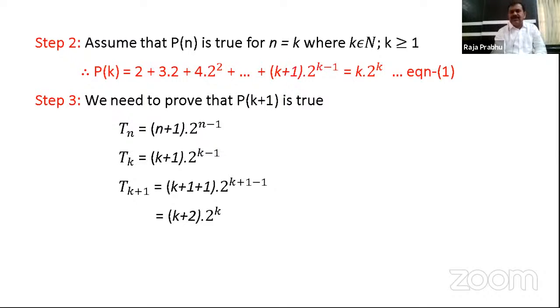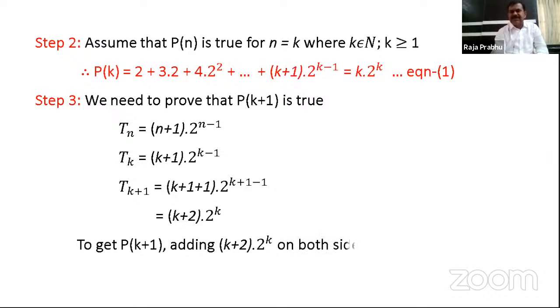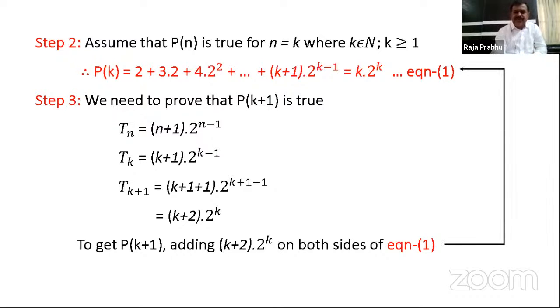So as you know, after finding the k plus 1th term, to get P of k plus 1, we have to add that k plus 1th term, that is k plus 2 into 2 to the power of k, on both sides of that equation 1. Then we will get P of k plus 1. So here, to get P of k plus 1, we add the k plus 1th term, k plus 2 into 2 to the power of k, on both sides of equation 1. The equation is very clear, it is just before you.